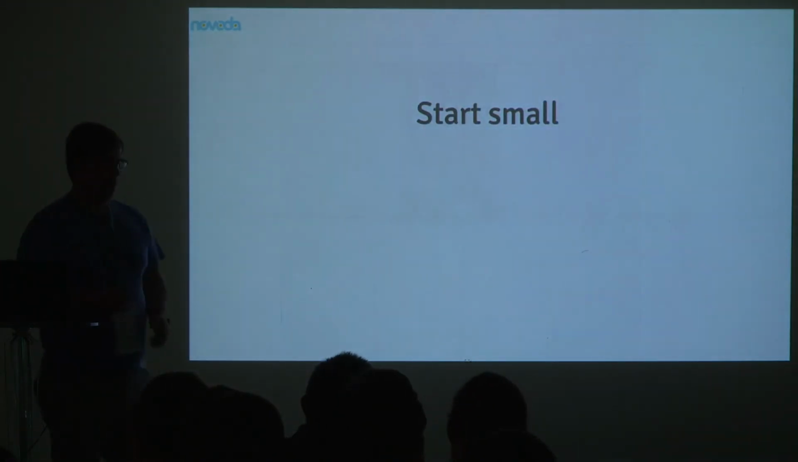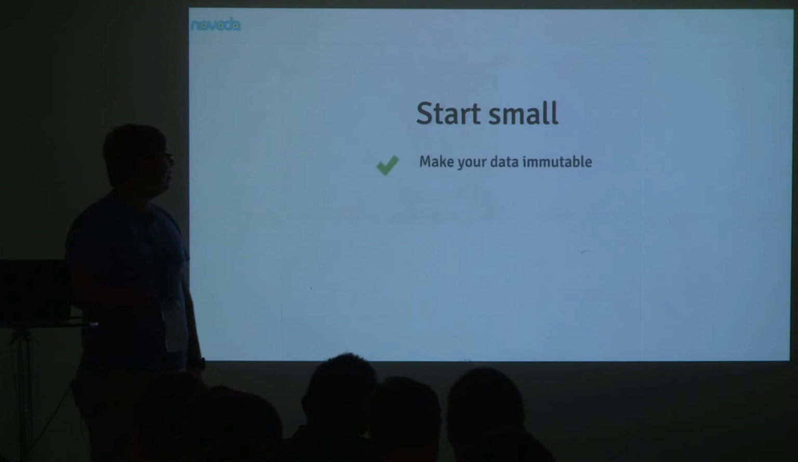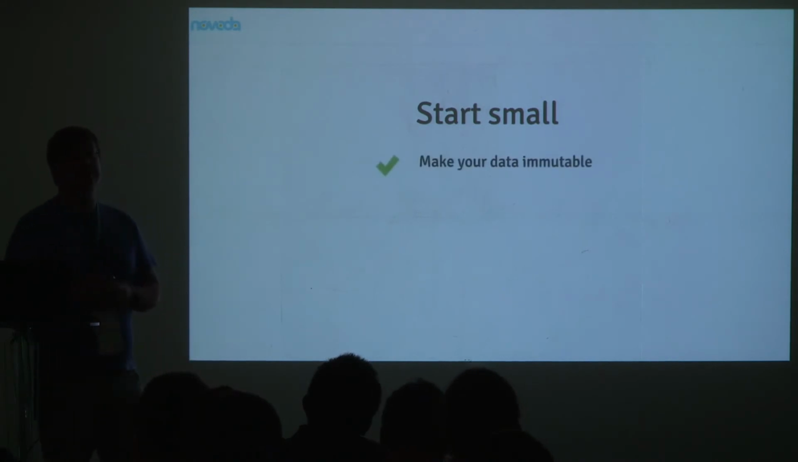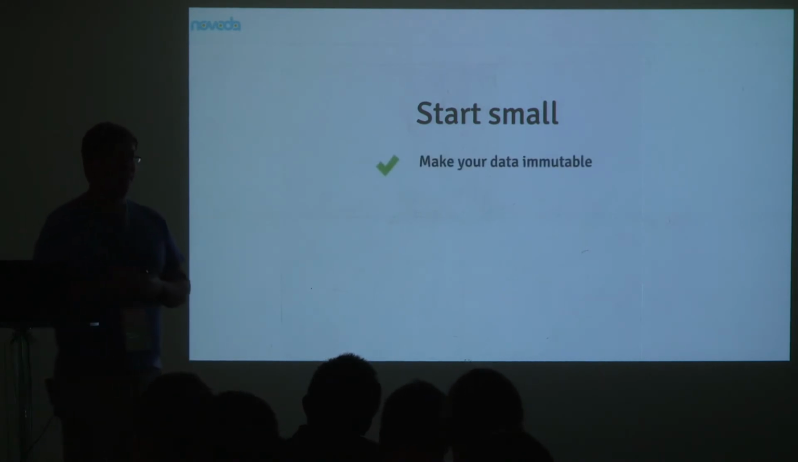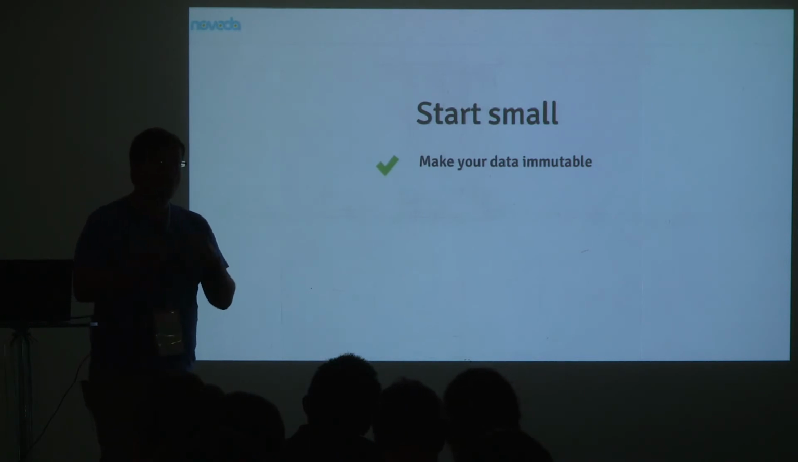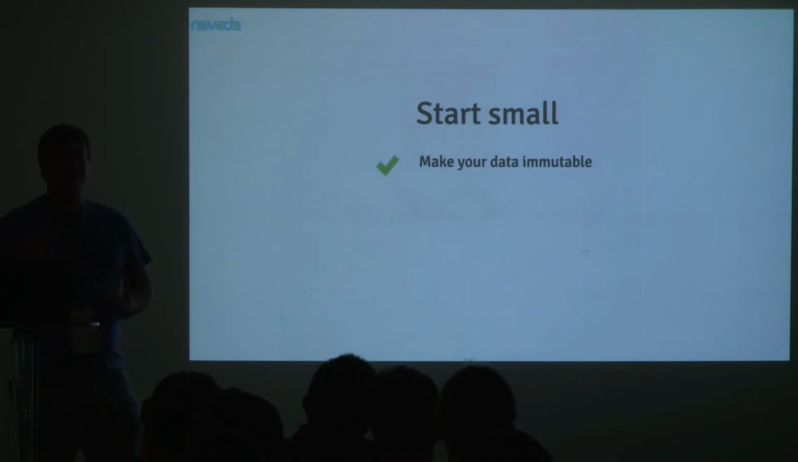So start small. Tomorrow, you can already start by making some of your data immutable. It's an easy step to take. And it's something that will truly change the way you reason with code. And it will really help you and your coworkers to reason with your code.